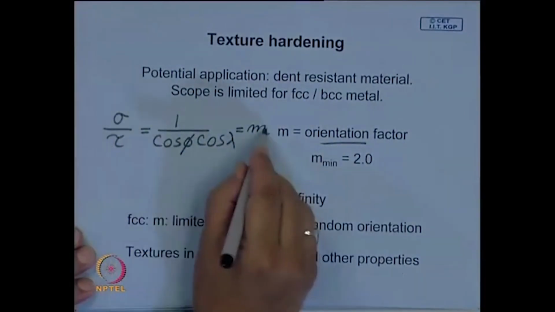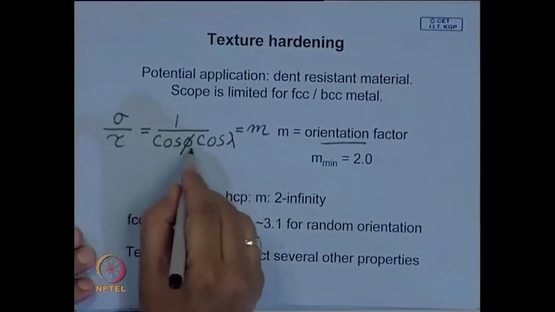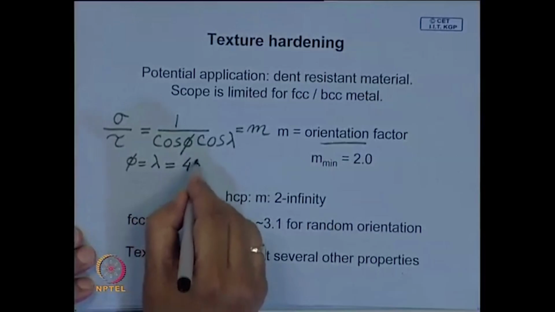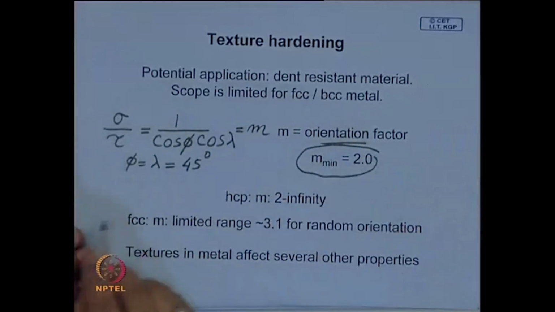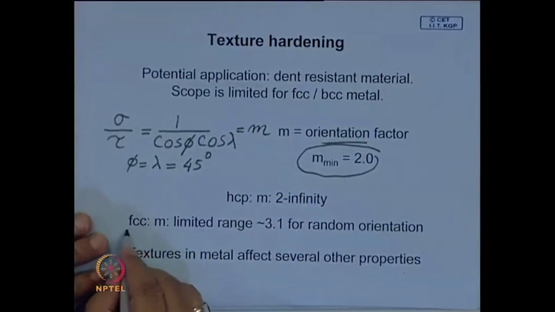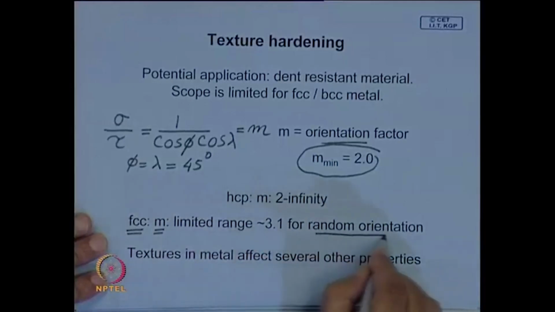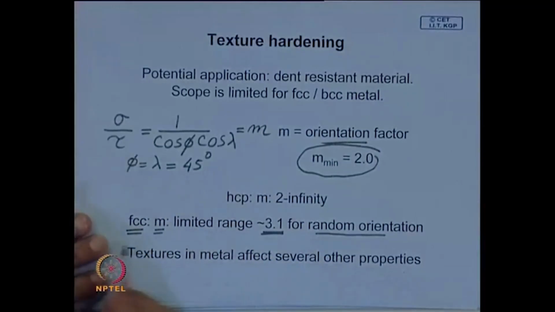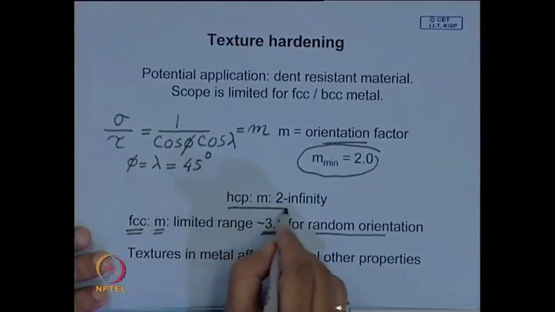Now, what will be the minimum value of this? This is minimum when cos phi cos lambda is maximum, and we know that this is maximum when phi equals lambda equals 45 degrees. So, therefore, the minimum m is 2. Now, in case of face centered cubic, you have limited scope for increasing or changing this m, and if it is a perfectly random orientation, m is around 3.1, whereas in HCP metals there is a wider scope.